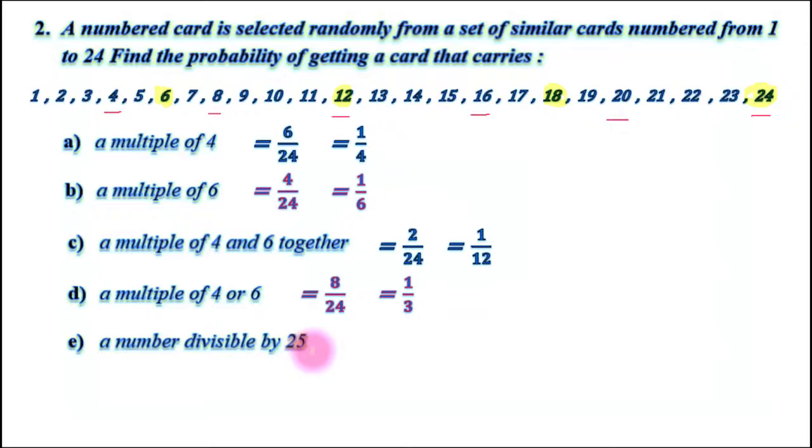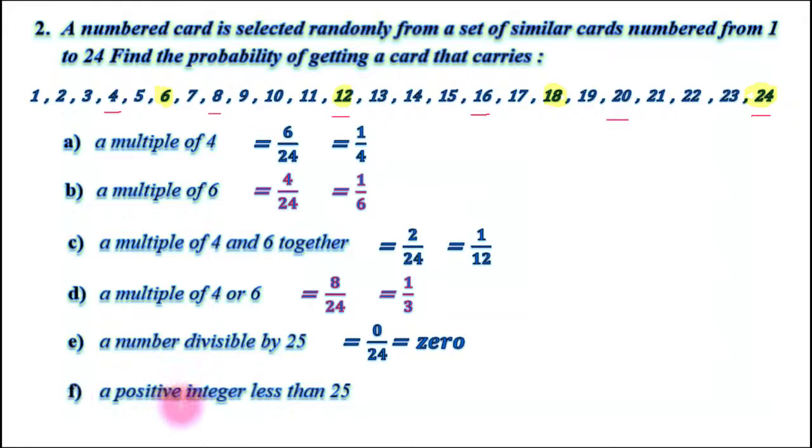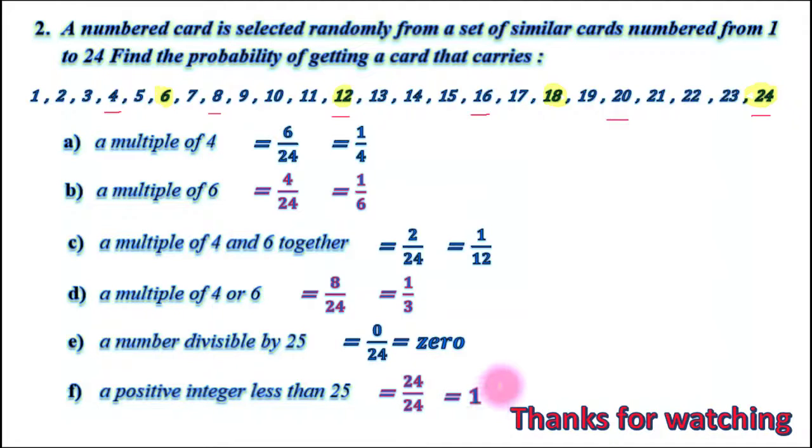E: A number divisible by 25. The greatest number here is 24, and of course, none of these numbers is divisible by 25. Then the probability equals 0/24, which equals 0. F: A positive integer less than 25, we need a number that is positive and smaller than 25. Of course, all these numbers are positive and also smaller than 25. Then it equals 24/24, which equals 1. Thanks for watching and goodbye.